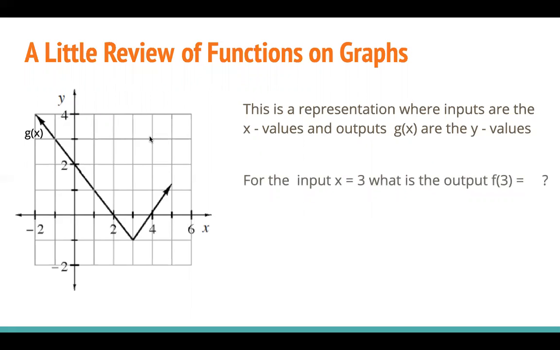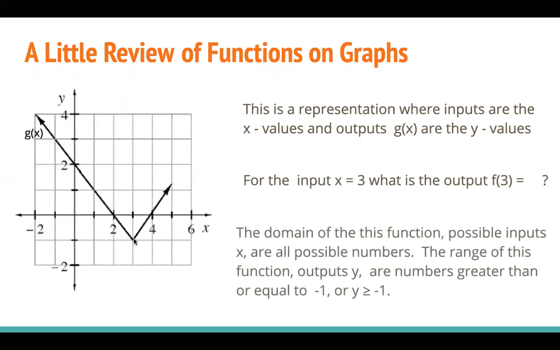So for the input 3, what is the output, f(3)? All right, let's take a look on the graph. So x is the horizontal axis. I go to 3, and then I see where I have to go to hit that function. And I have to go to -1. So f(3) is -1.